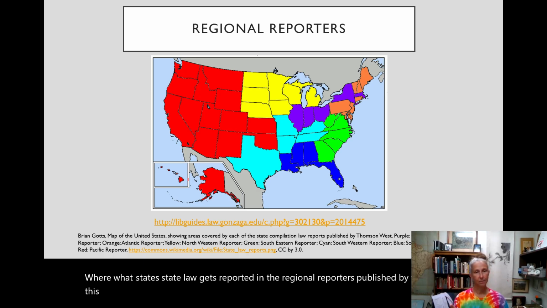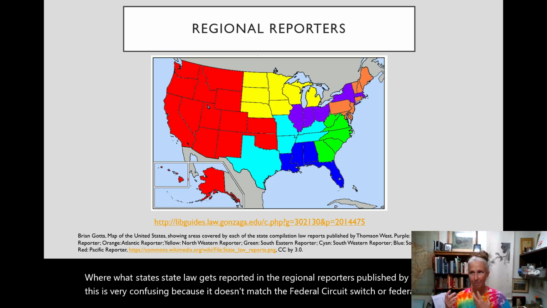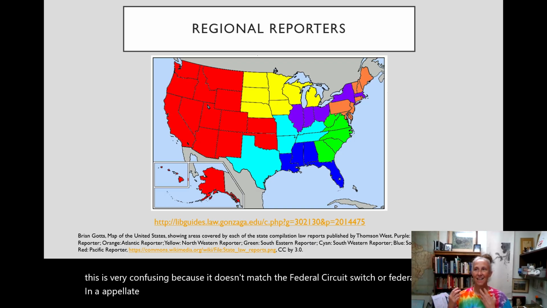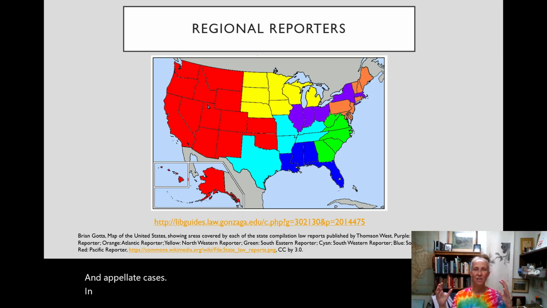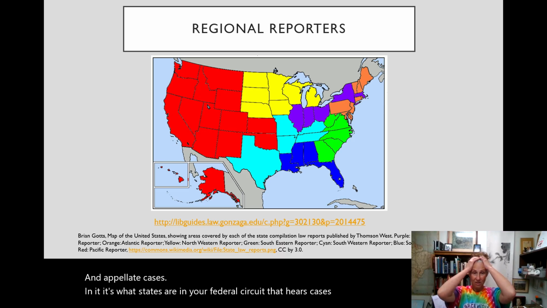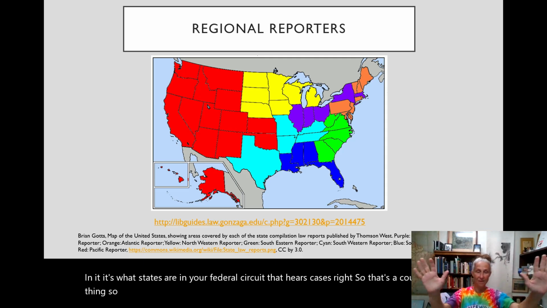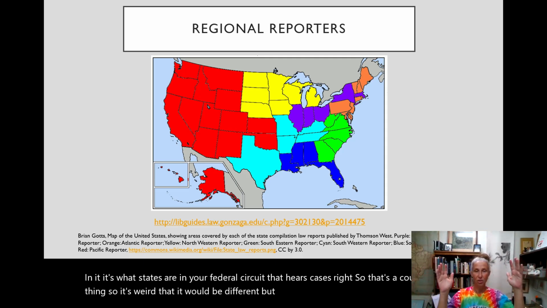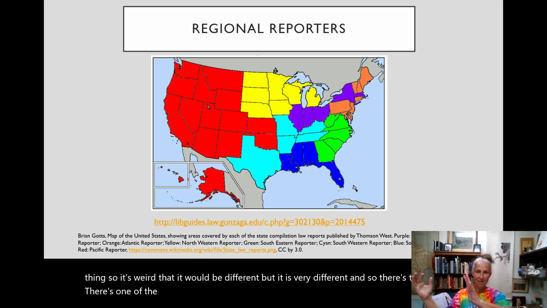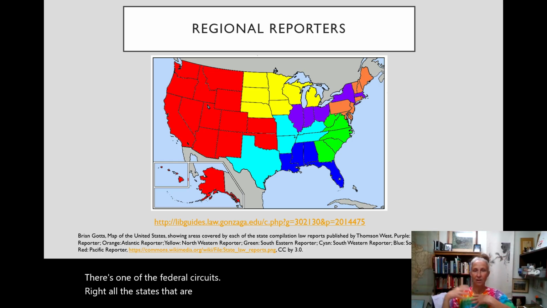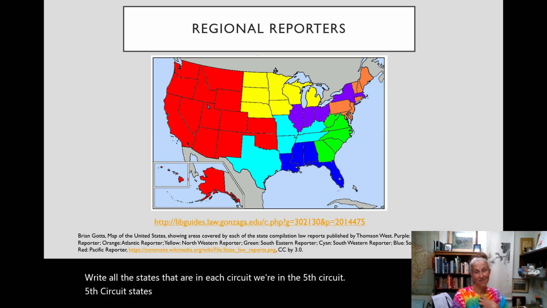And this is very confusing because it doesn't match the federal circuits, which are federal law and appellate cases. It's what states are in your federal circuit that hears cases, right? So that's a court system thing. So it's weird that it would be different, but it is very different. And so there's two maps. There's one of the federal circuits, right? All the states that are in each circuit. We're in the Fifth Circuit. The Fifth Circuit states are not the same as the Southwestern reporter.